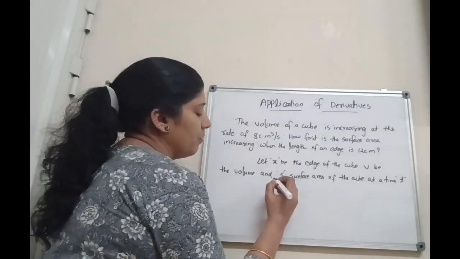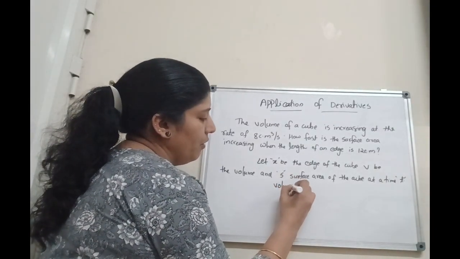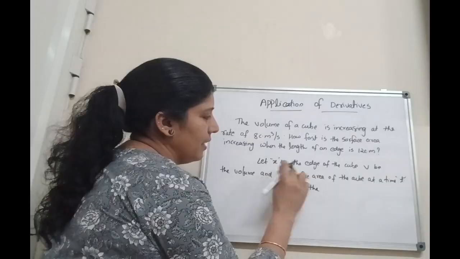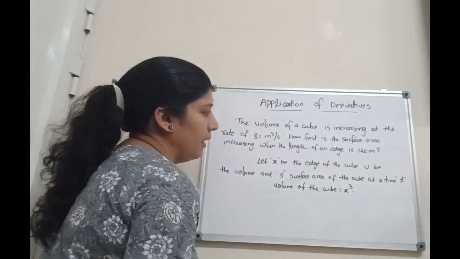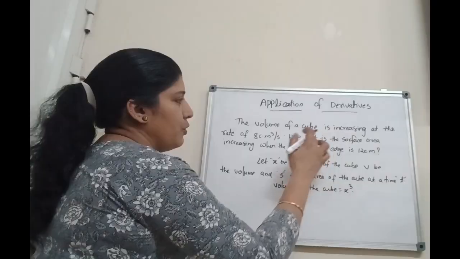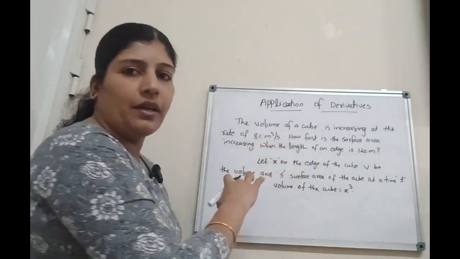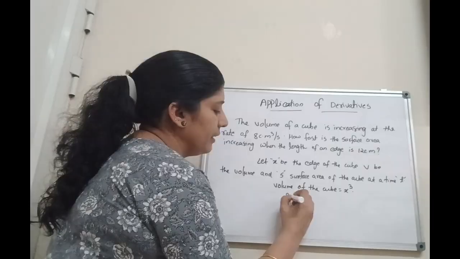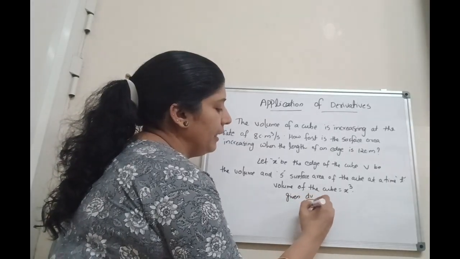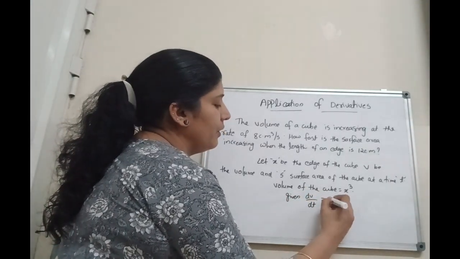Volume of the cube is what? It is equal to x cube. Here x is the edge, therefore volume of the cube equals x cube. Now, the rate of change of volume at a particular time is given, that is dV by dt. Here given dV by dt equals 8.